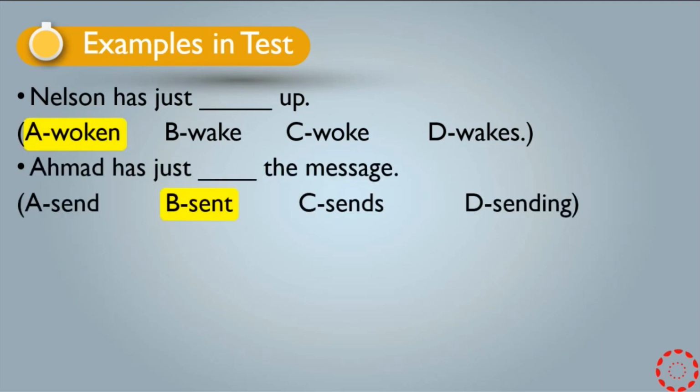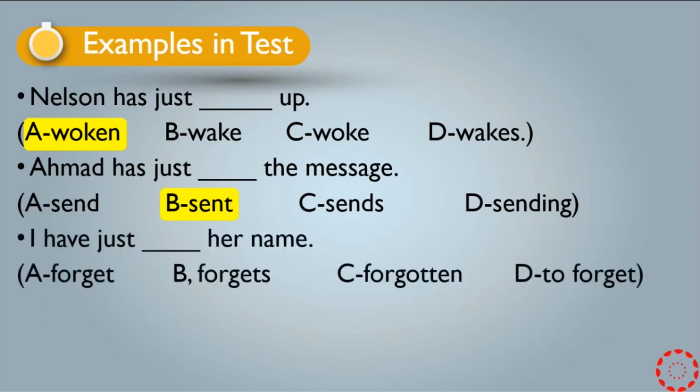Another example we have: Ahmed has just sent the message. Like the first one, you have to choose the one which is in the past participle form after just, which is sent. I have just forgotten her name. Again, like number one and number two, we have to choose a verb in the past participle form, which is forgotten. I have just forgotten her name.